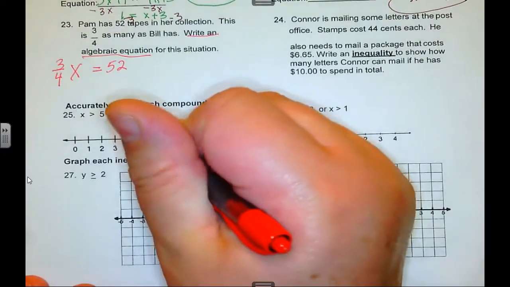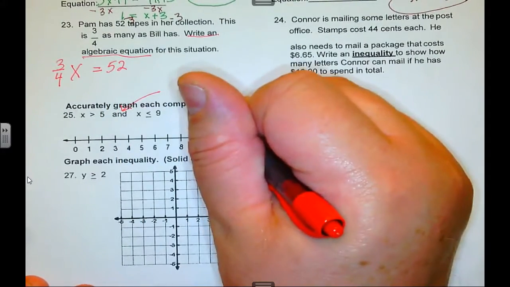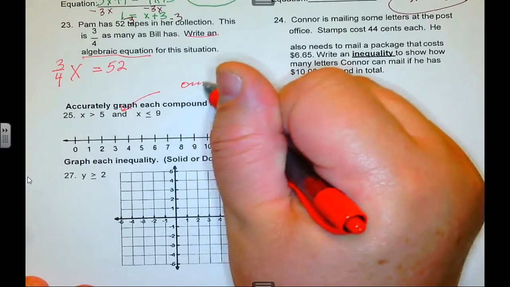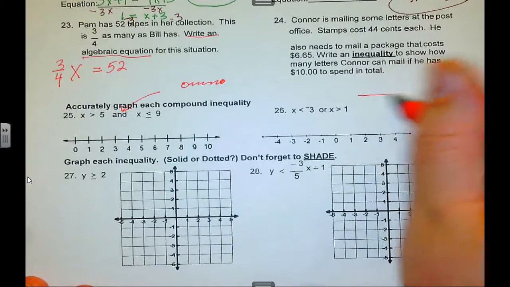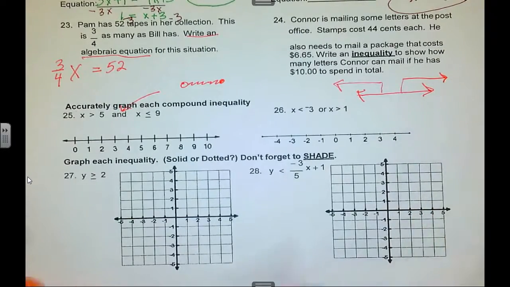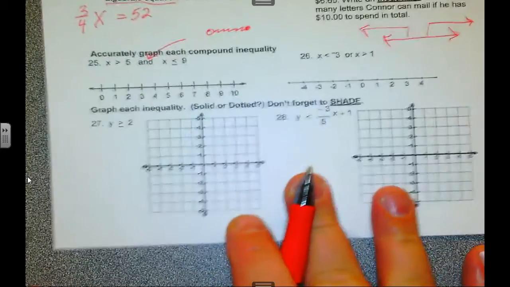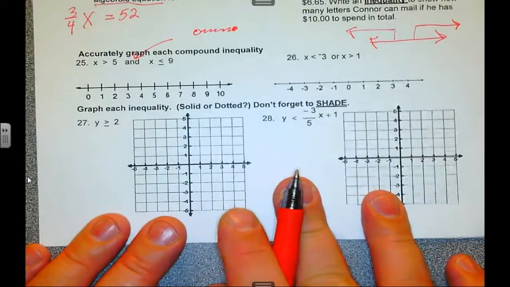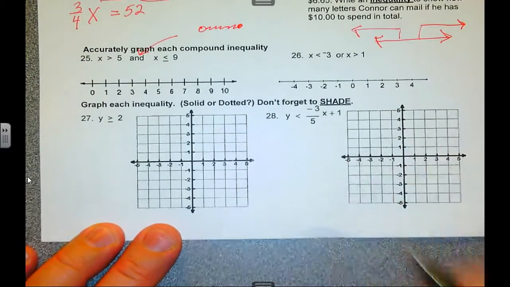concept. Again, this is an and. So you guys are going to do the in between, right? This is an or, so your graph should look like that. You guys can do those. 27 was the second to the last thing we did.